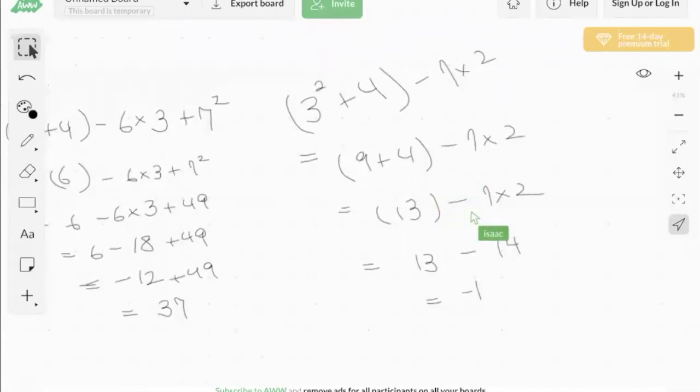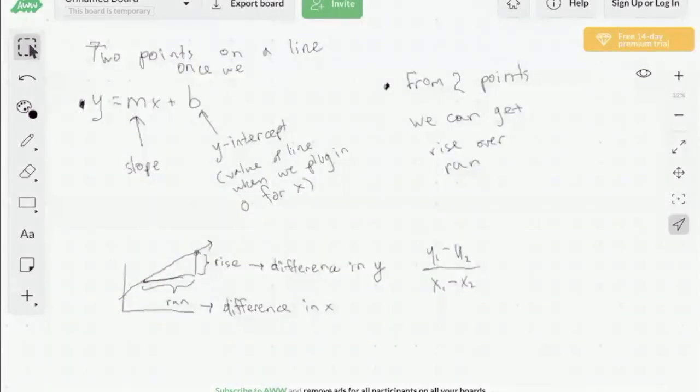And then there's no exponents, but there is a multiplication part right here. So you multiply that and that turns into 14. And then there's nothing else left, so you just subtract it and you get -1. Okay, now let's go back to linear functions.